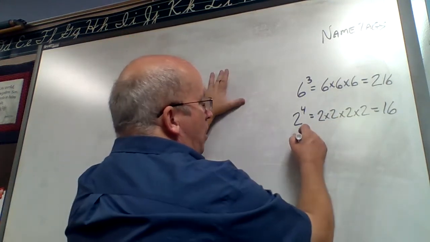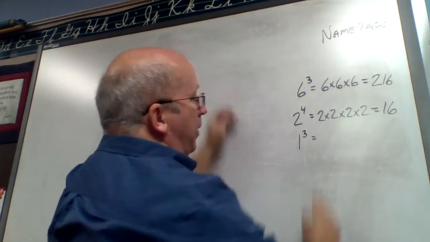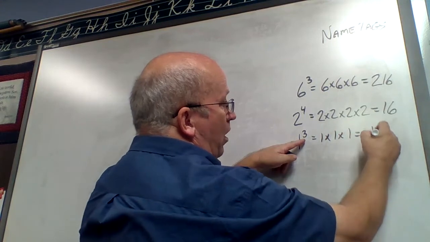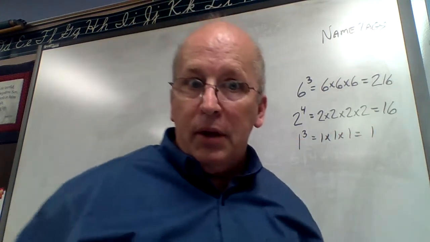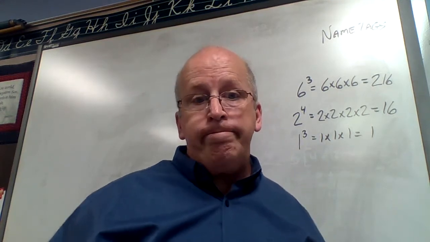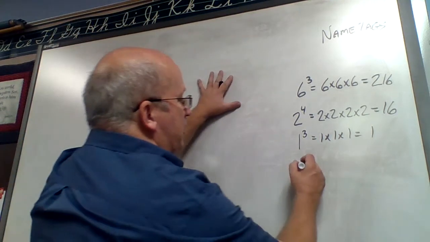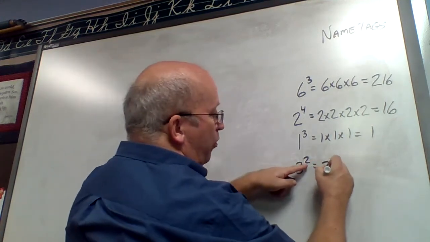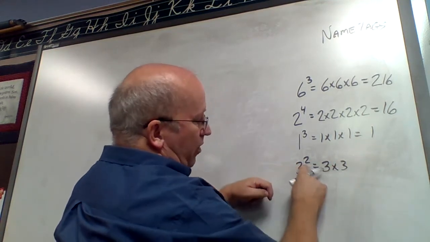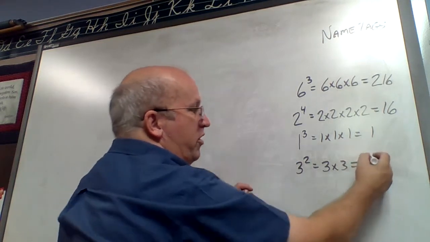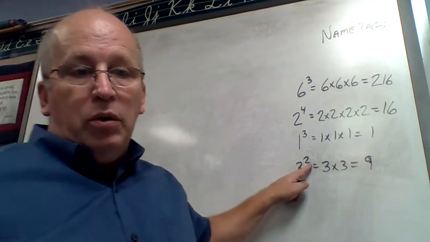Let's try it with the number 1, 1 to the third power. 1 to the third power is really 1 times 1 times 1, which is still the number 1, because 1 times 1 is 1, and then 1 times the remaining 1 is 1. What about something like this? How about 3 to the second power? That would be 3 times 3, because the exponent tells us to write the 3 twice, and 3 times 3 is 9.